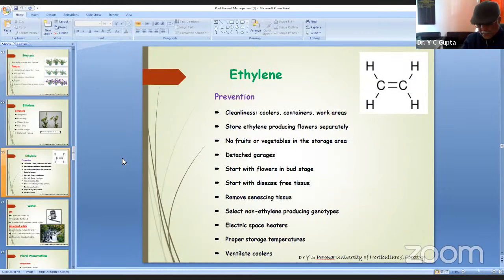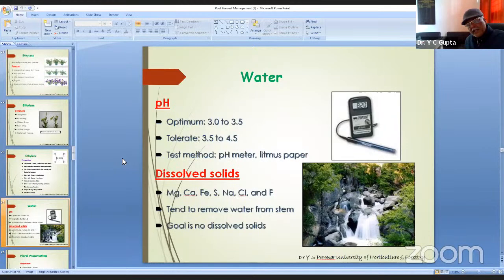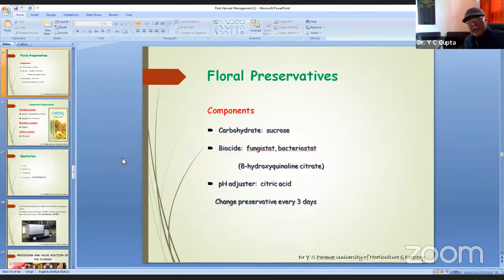So pH of water, generally high acidic pH means 3.5 to 4.5, is very good for increasing the vase life, because low pH will reduce the microorganism production. They will not come within the vase life solution. Some of the magnesium, calcium, iron, sulfur, sodium, chlorine, they are mixed in the water. So you can see the database on the DFR website.